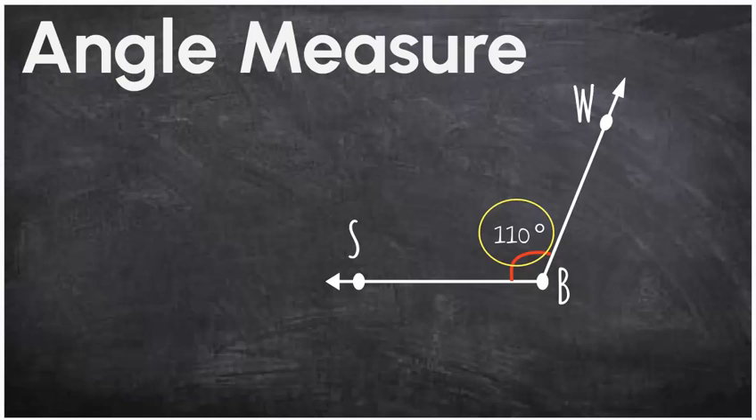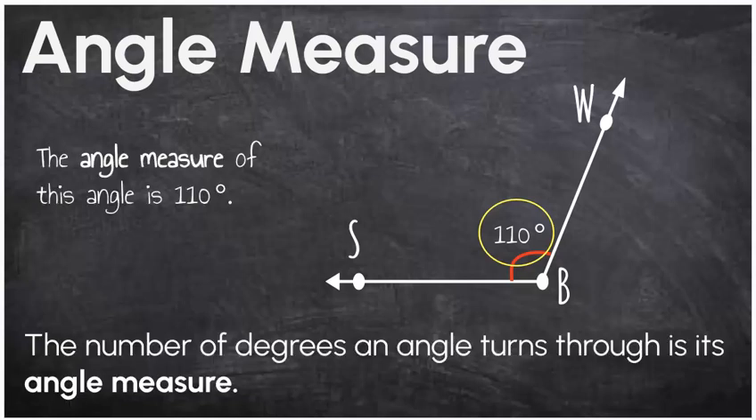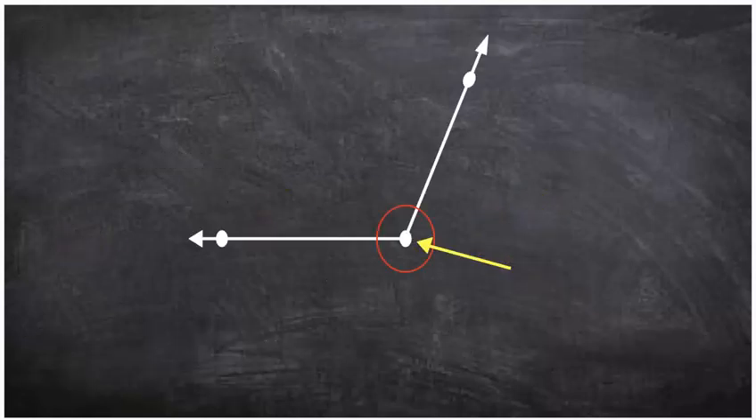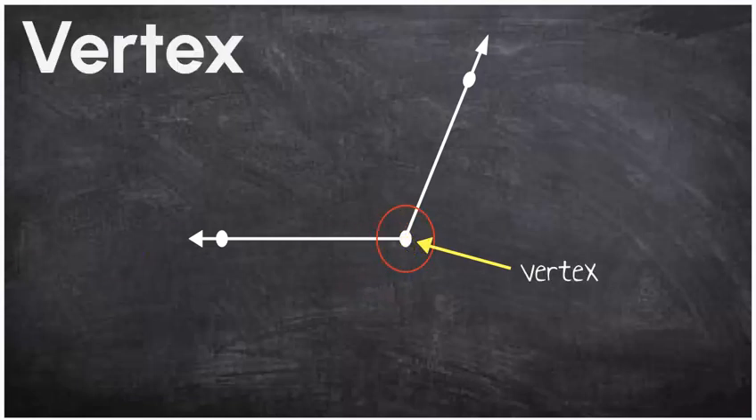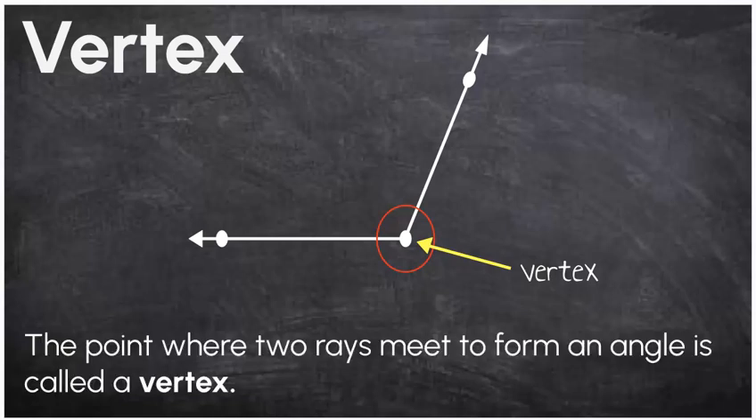That is the angle measure. How would you define an angle measure? The number of degrees an angle turns through is its angle measure. So it turns from here to this ray, from ray to ray, and this is the angle measure. That is the vertex. What's a vertex? The point where 2 rays meet to form an angle is called a vertex.